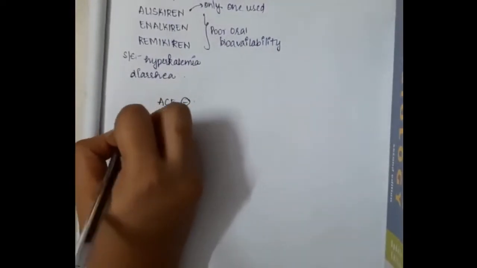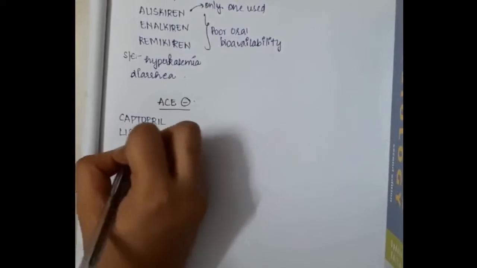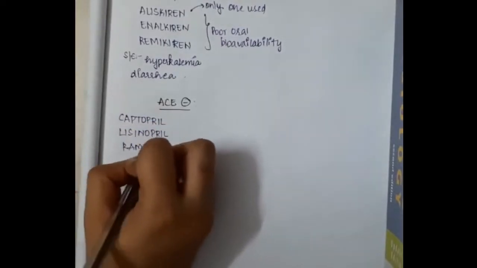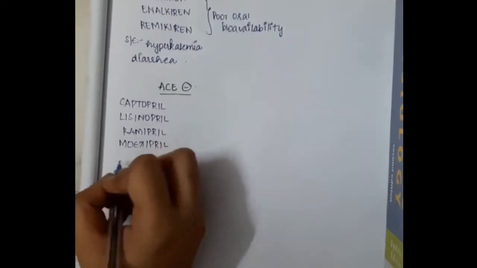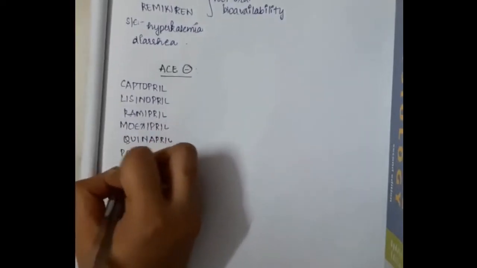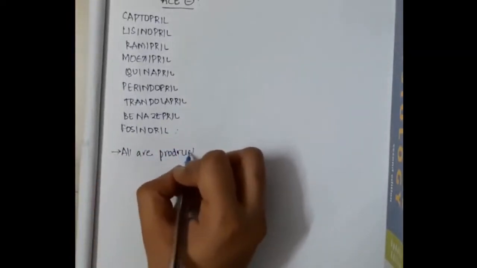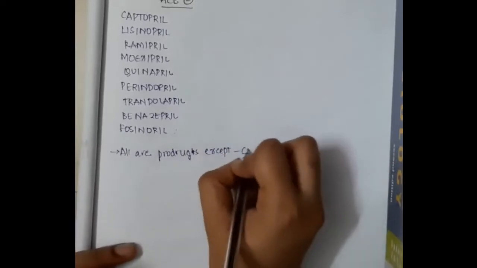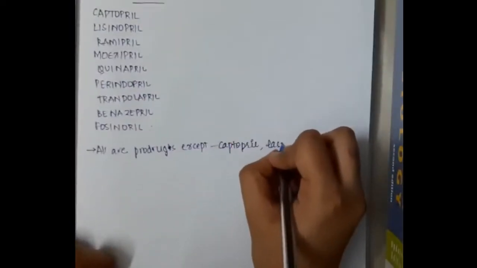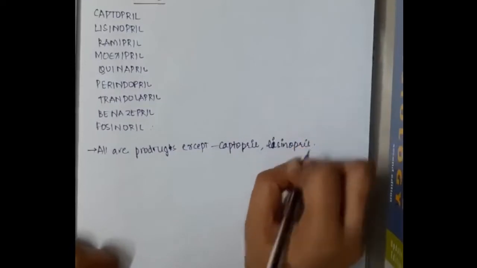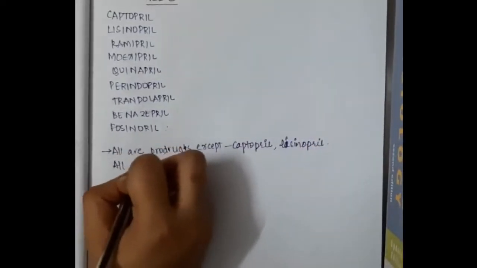Angiotensin converting enzyme inhibitors include captopril, lisinopril, ramipril, moexipril, quinapril, perindopril, trandolapril, then benazepril, then we have fosinopril, and finally we have enalapril. So all of these are prodrugs except captopril and lisinopril. All of the ACE inhibitors are prodrugs except captopril and lisinopril.